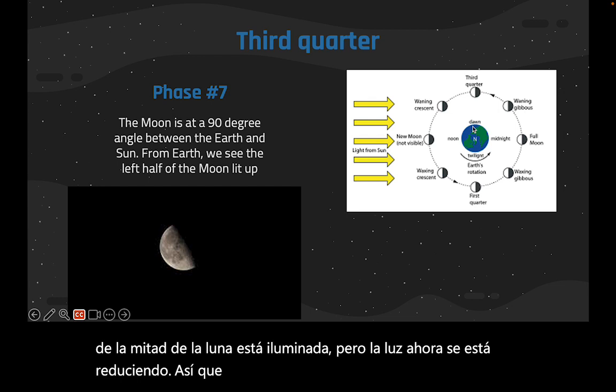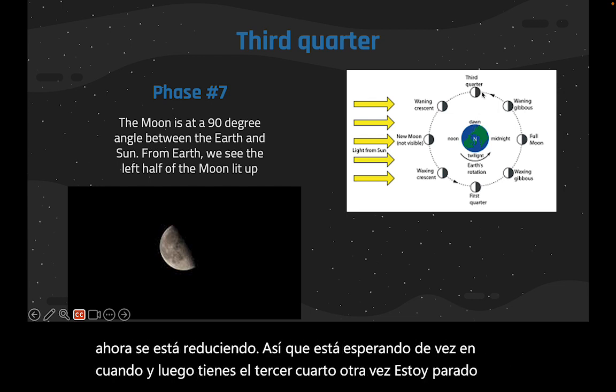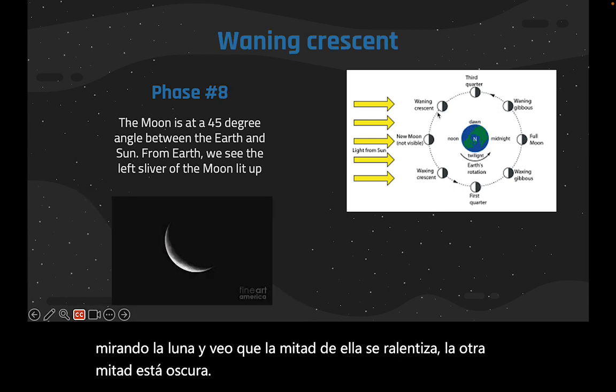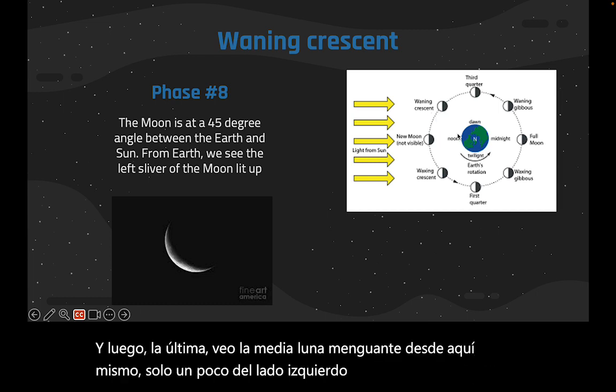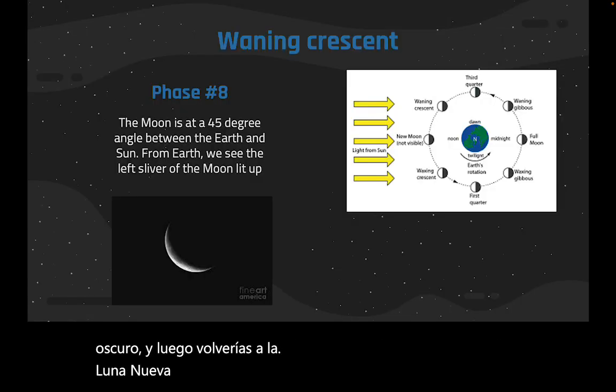And then you have the third quarter. Again, I'm standing here. I'm looking at the moon, and I see half of it lit up, half of it dark. And then the last one, I see the waning crescent from right here. Just a little bit of the left side is lit up, with most of it being dark. And then you would go back to the new moon, and it starts all over again.